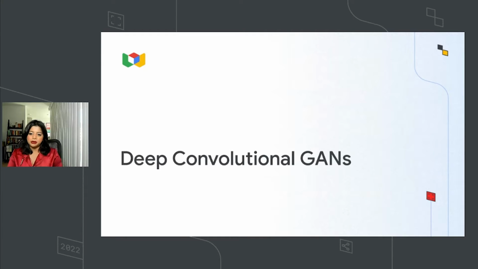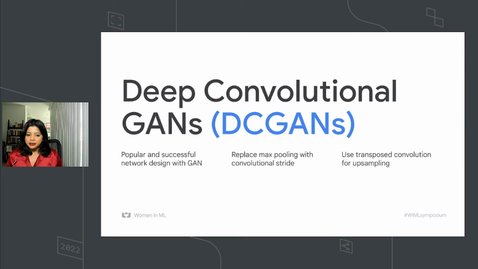And I'll talk a little bit about a really popular structure. It's called deep convolutional GANs, and we'll walk through each of the features in it. They're a popular network design based on the GAN architecture, and they're typically known to have pretty great success. Some key aspects are replacing max pooling with convolutional stride and also using transposed convolution for upsampling. I'll explain transposed convolutions a little bit more.